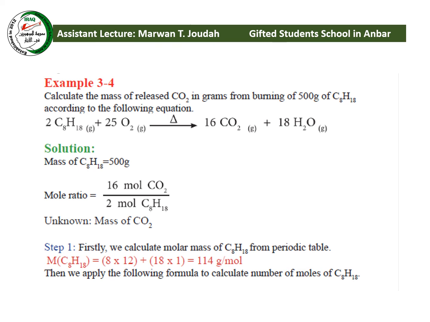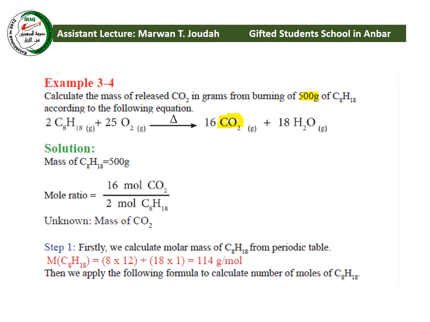Example 4. Calculate the mass of released carbon dioxide in grams from burning of 500 grams of C8H18, according to the following equation. The missing value here is the mass of CO2, which is right here, and we have 500 grams of C8H18. What I want to do here is find out the mass of a substance.